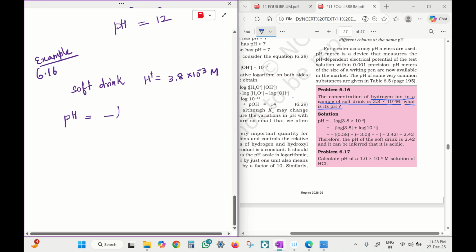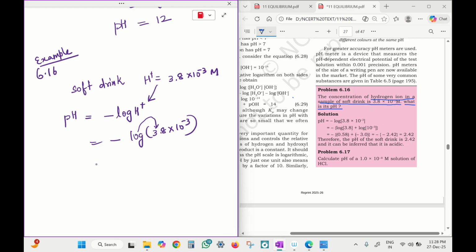So it is as simple as the negative logarithm of the H plus ion concentration. You substitute the H plus ion concentration as minus log of 3.8 into 10 to the power minus 3. In the exam, they would be providing you the log value of 3.8, etc. So when you calculate and get the number, that can be expressed as the pH of this soft drink solution.